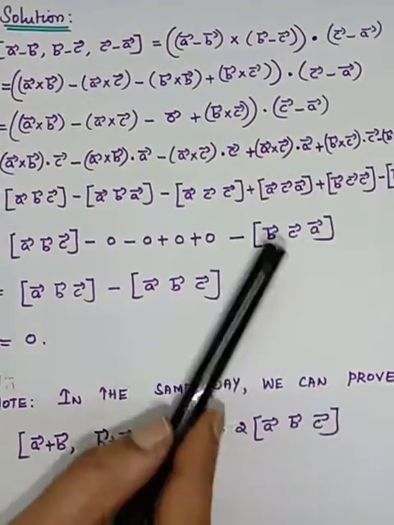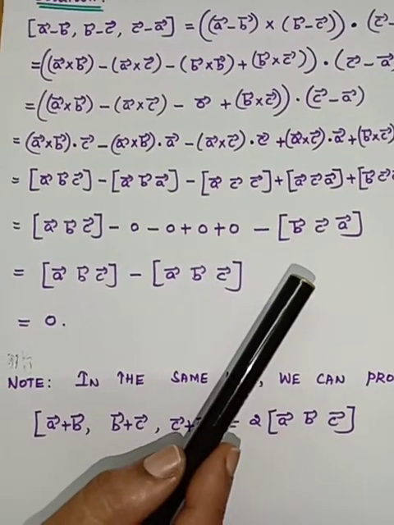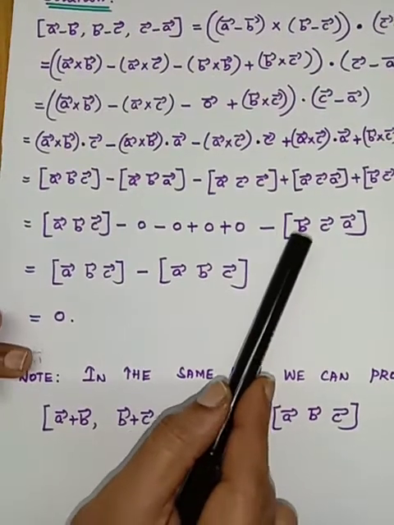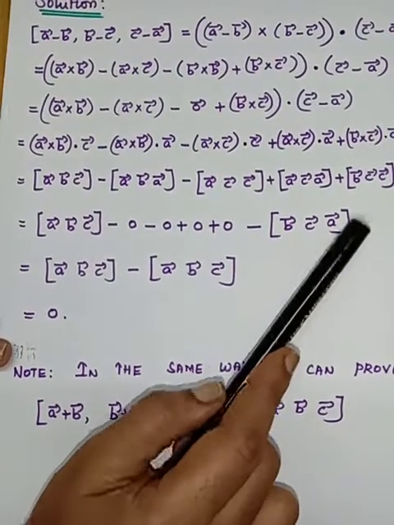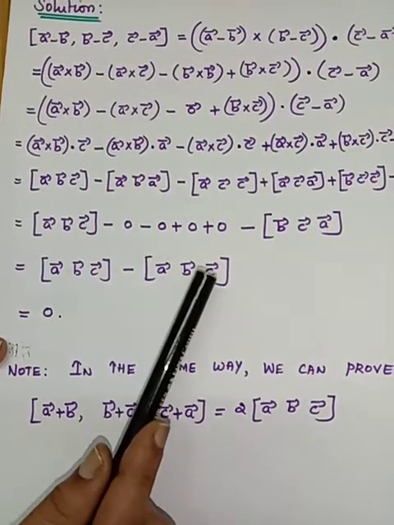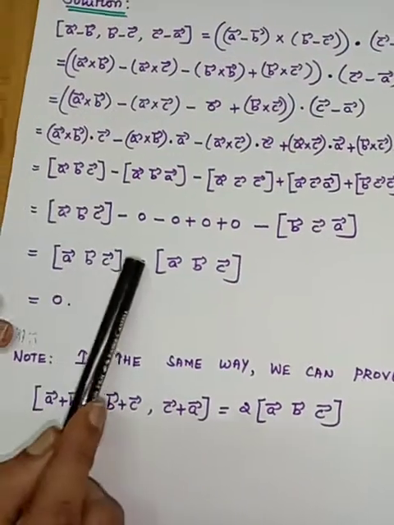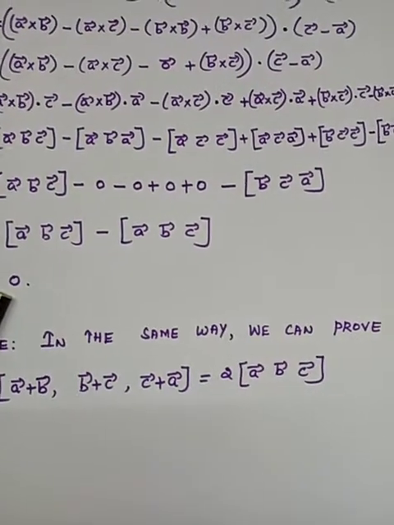So the box product, the vectors are in the cyclic order, they are equal. So I have written B vector, C vector, A vector. They are in the cyclic order. So I am going to write this as box product of A vector, B vector, C vector. So if you subtract the same, you will get the answer as 0. So we have proved the result.